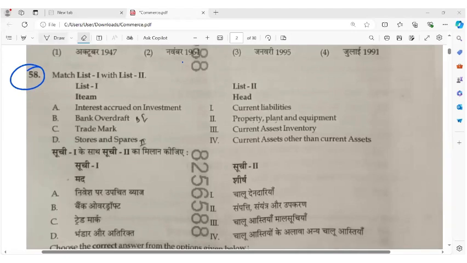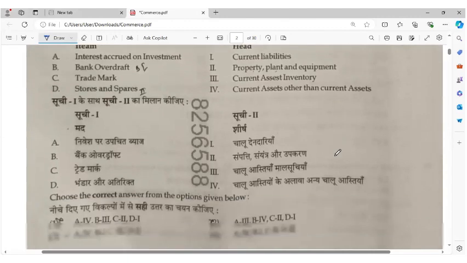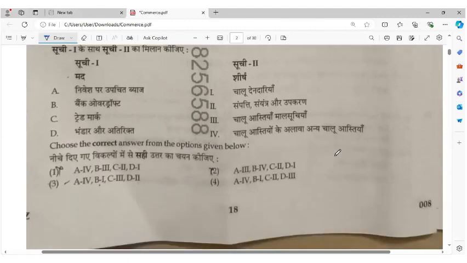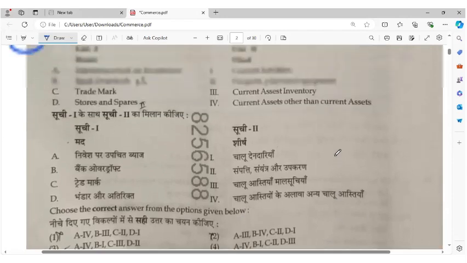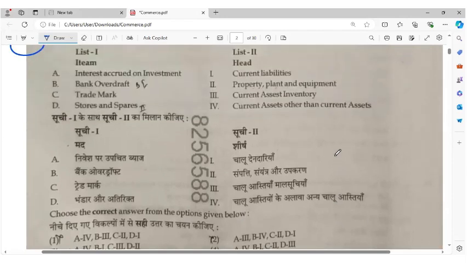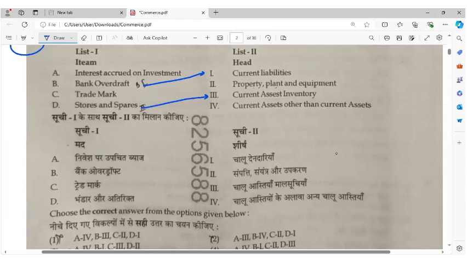yes, for question number 58, the right answer for this question is option number 4. Okay, so how do we match it? Yes, you can easily match the bank overdraft with the current liability. Okay, and the store and the spares, you know that the store and the spares are for the current asset, but it's related to your inventory.